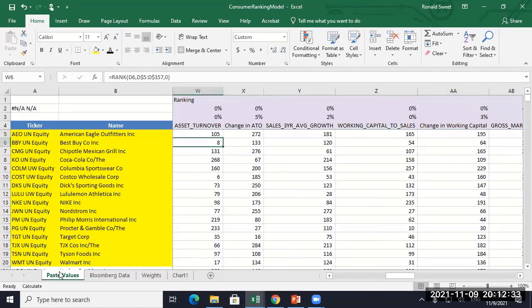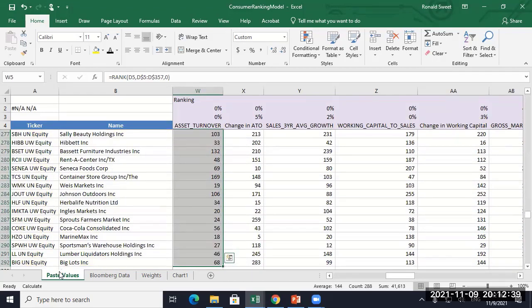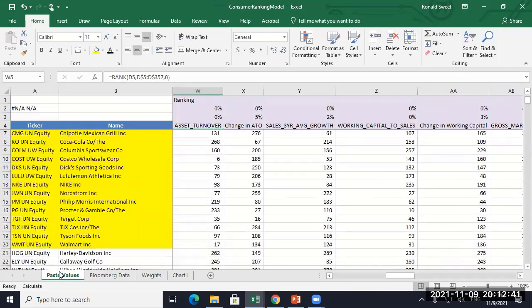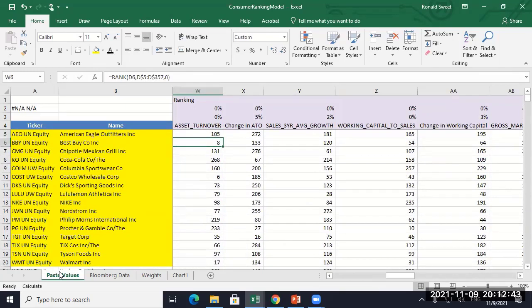How does Best Buy rank on asset turnover? Well, they rank very high on asset turnover. I've got 288 companies and they're number 8 on asset turnover. Costco is number 6. We know that, right? Because in your charts, they're always at the top of the chart. So Best Buy ranks really, really high on asset turnover.